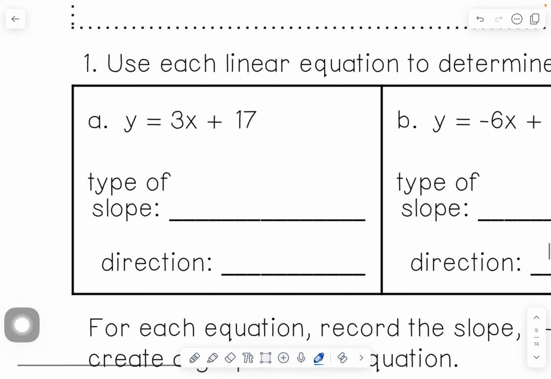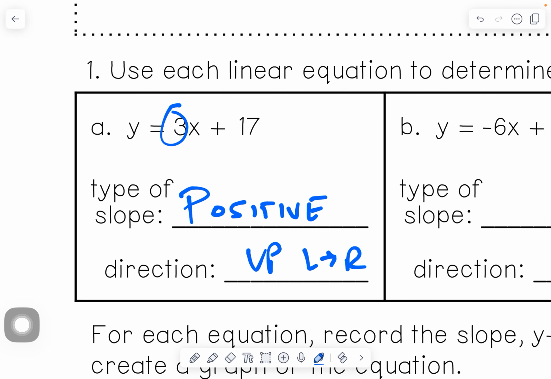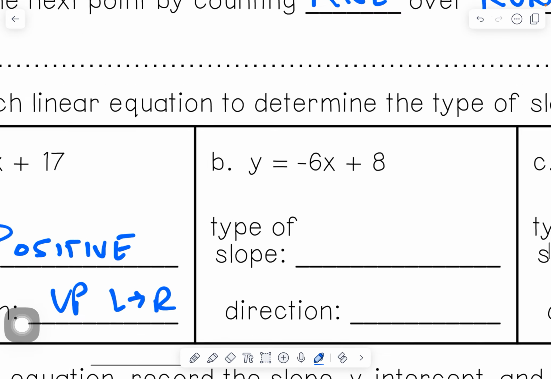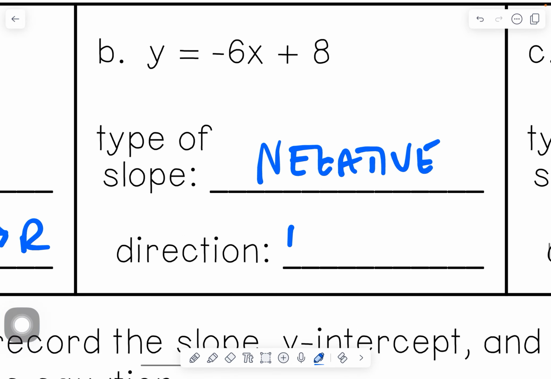Okay, let's talk about each of these lines. Because when you do graph the line, we want to be able to make some observations to know if we're right or wrong. In this particular case, the type of slope is positive, so our line should be going up from left to right. In this particular case, the slope is negative. That would indicate to us that our line should be going down from left to right.